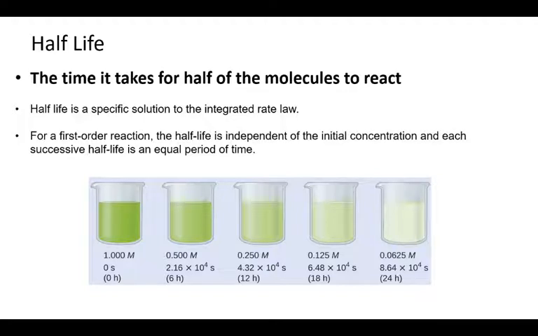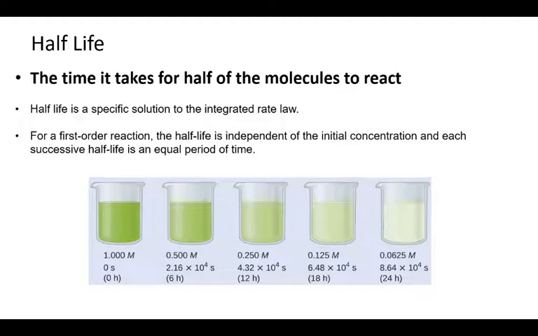For a first-order reaction, the half-life turns out to be independent of the initial concentration, and each half-life is an equal period of time. We can see that in this example here at the bottom, where to go from 1 molar to 0.5 molar solution takes 6 hours, and then to go in half again, 0.5 molar to 0.25 molar, that takes another 6 hours. And then to go to half again takes another 6 hours. And then to go from 0.125 in half to 0.0625 molar takes another 6 hours.